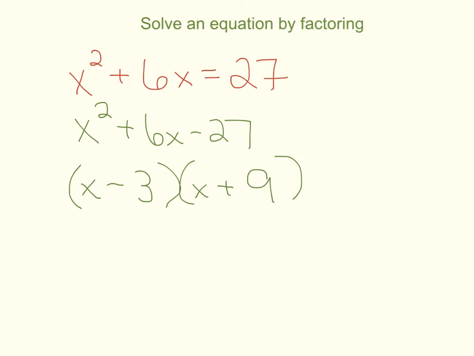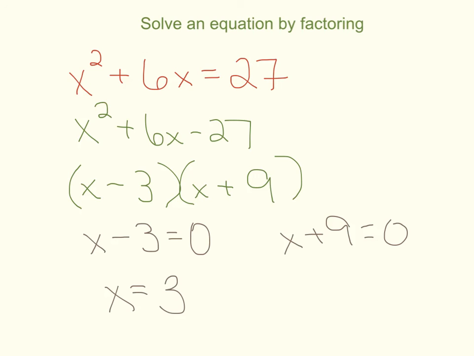So from here, you now want to set each of these equal to 0 to figure out your possible roots. So you have x minus 3 equals 0, and x plus 9 equals 0. So your roots would be x equals 3 and x equals negative 9.